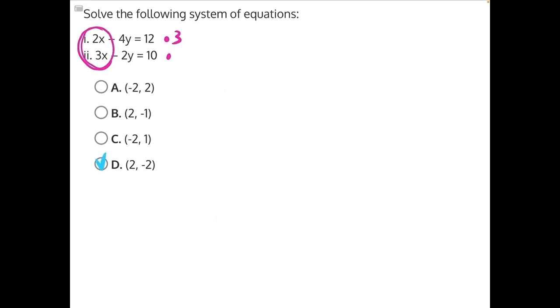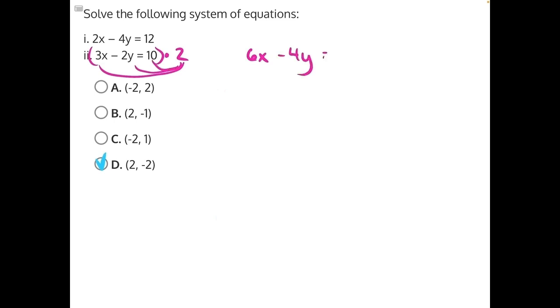And that's going to take more time than it would to try to get my y variables to match, because here 2 is already a multiple of 4. I can just multiply my second equation by 2 and then we are good to go. So let's just do that. 2 times 3x will give us 6x. 2 times negative 2y will give us a negative 4y. And then 2 times 10 will give us 20.